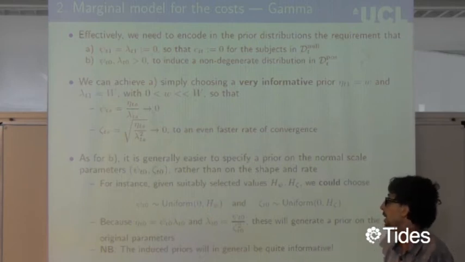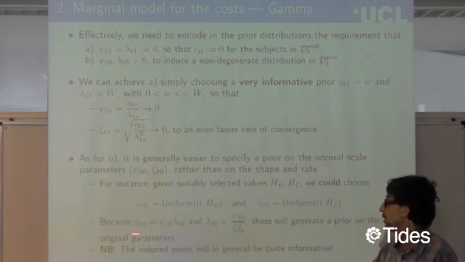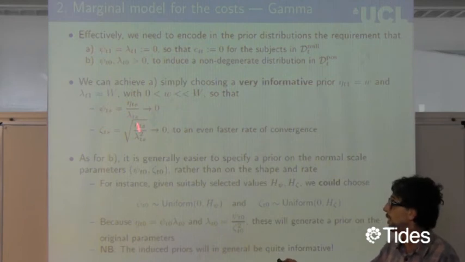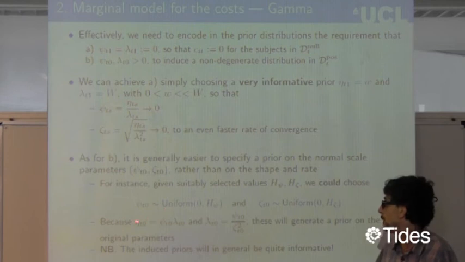But the main point is that once you have defined a prior distribution on the mean and the population standard deviation of the costs, because of the relationship that I showed you earlier on, these two things basically imply a prior for the rate and a prior for the shape. So you're done.